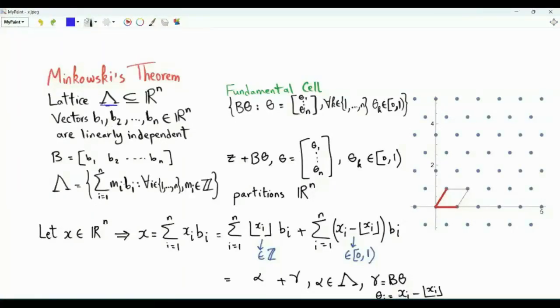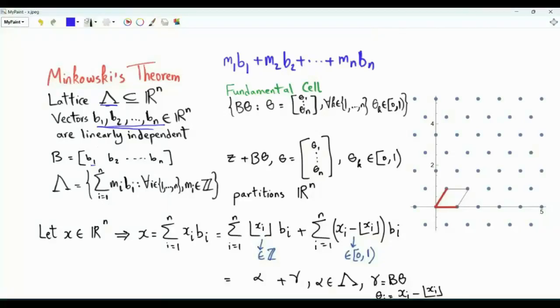The lattice is the collection, or the set of points in the n-dimensional space, that can be written as integer combinations of those vectors. So a lattice point is an integer m1 times the vector b1 plus an integer m2 times the vector b2 all the way to mn times vector bn. All points that are integer combinations of those linearly independent vectors are part of this lattice.